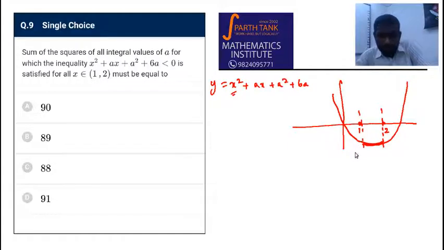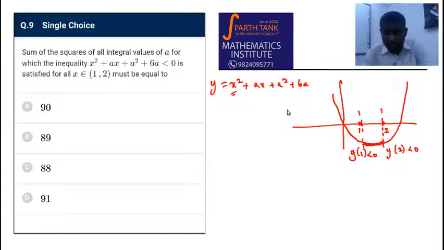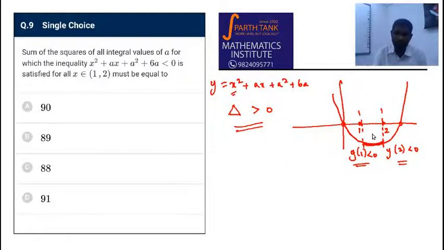The other thing is, you notice that the value of the parabola y at 1 should be less than 0, y of 2 should be less than 0. And then also we know that for this to have real solutions, its discriminant also should be greater than 0. Okay. So these are the three conditions from which we will try to limit the possible values of a.